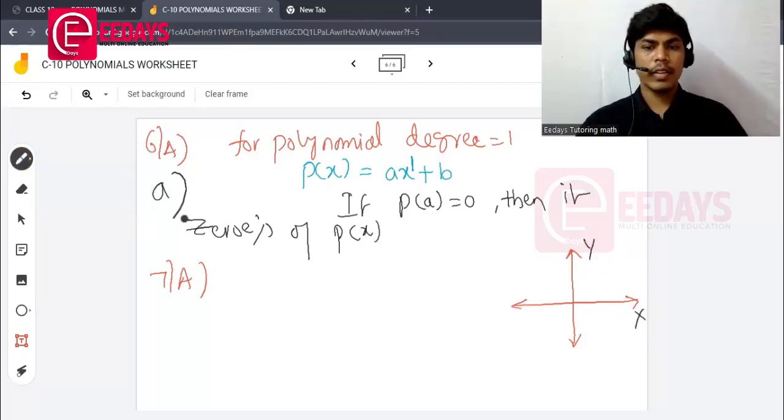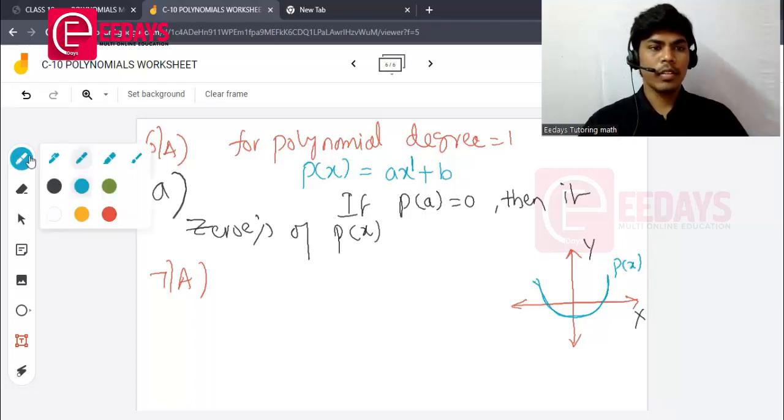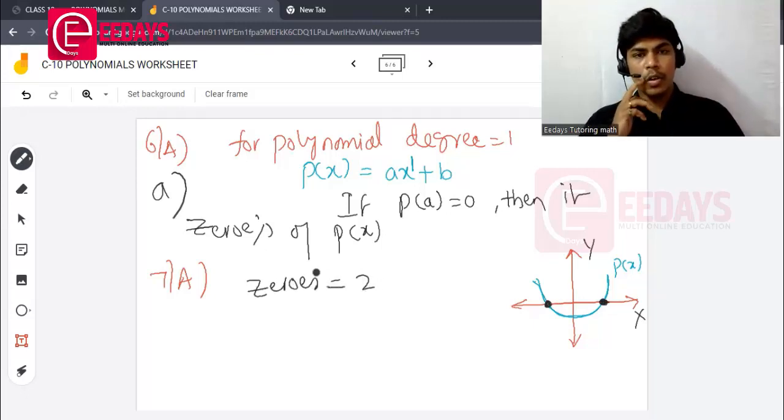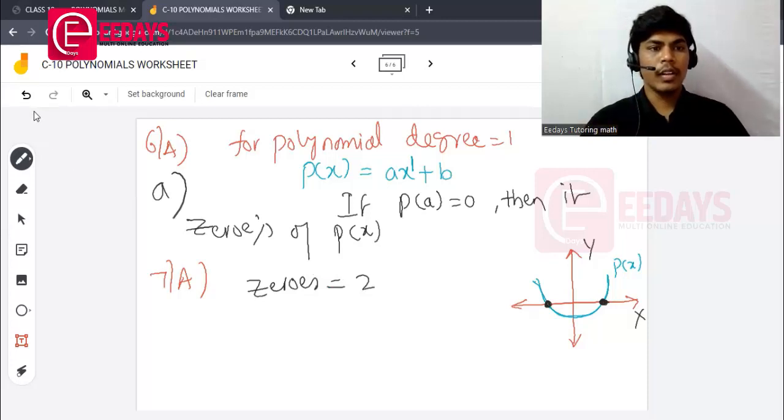This is the x-axis, this is the y-axis. The polynomial equation, okay, the graph we are getting looks like this. This is the graph of p of x. How can you solve it? At which point is the graph cutting the x-axis? The graph cuts the x-axis at 2 points. That's why the zeros would be 2. Zeros of the equation is 2. I hope you understand how to graphically find the zeros.